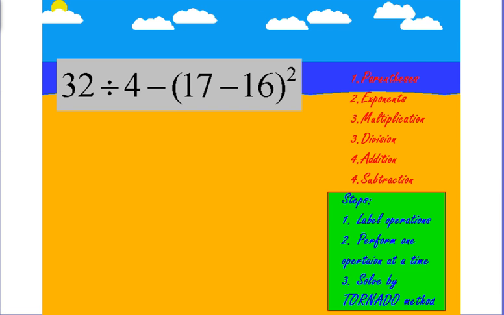Okay, so here's a problem, and I've listed over here on the left-hand side our steps. I have listed here the order of operations. Remember, it's parentheses, exponents, multiplication or division, addition or subtraction. So the first thing we're going to do is label our operations. We have a division, a subtraction, a parentheses, and inside that we have a subtraction. And then we have an exponent.